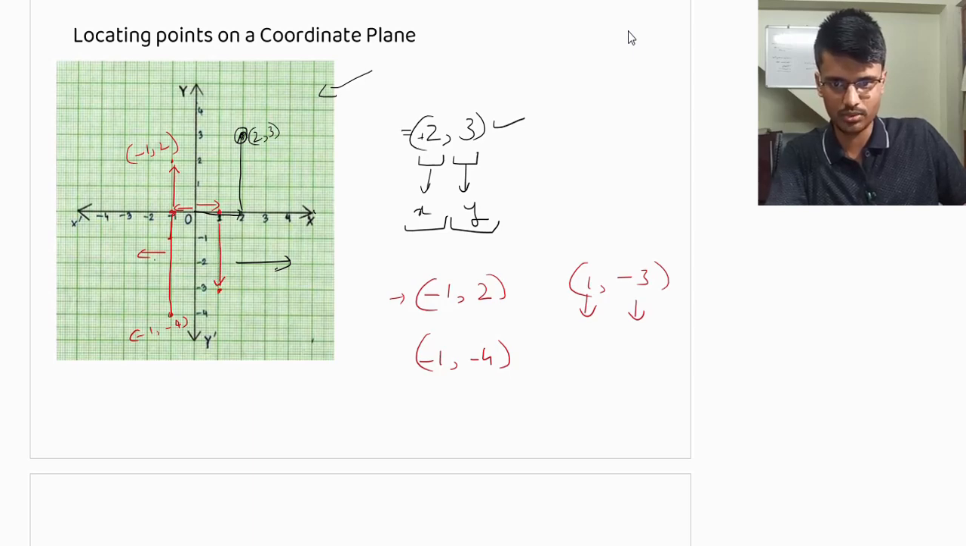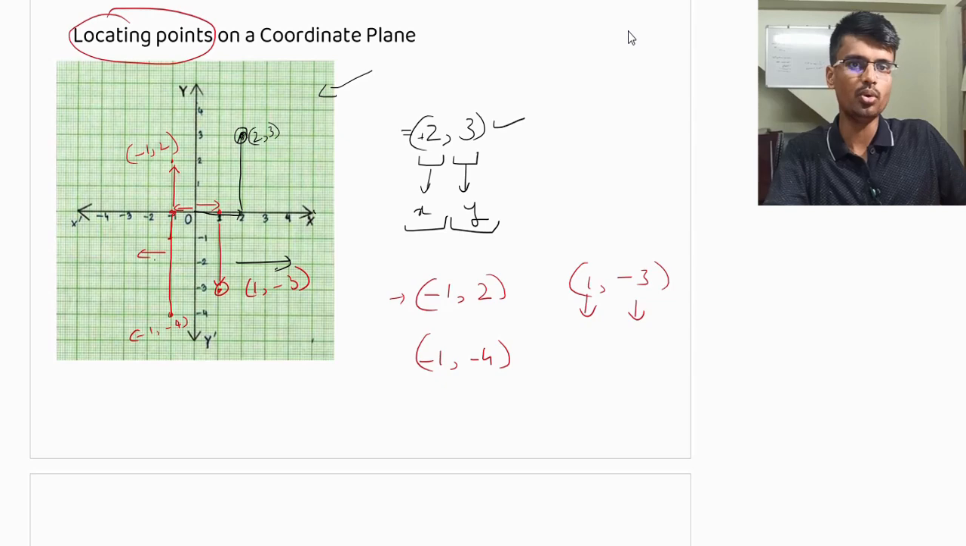This is how you locate the points, very important. This is a very basic thing. Given a point, you should know how to locate that in the coordinate plane, whatever the point is.